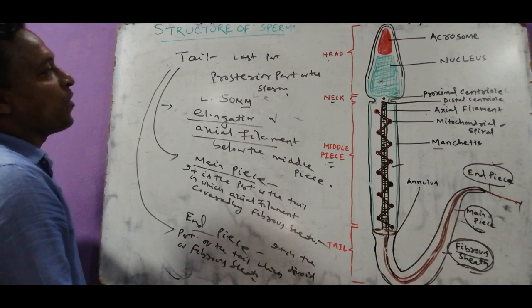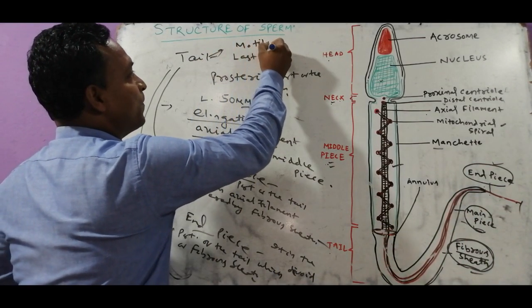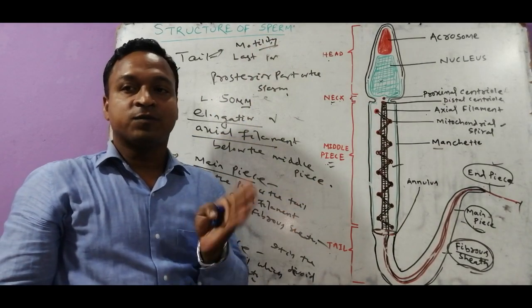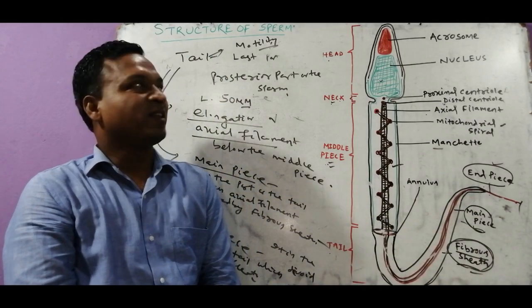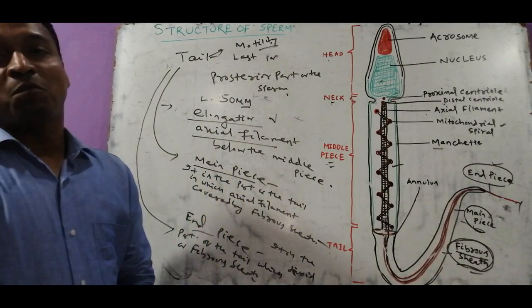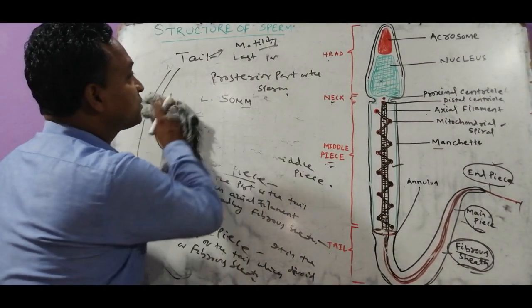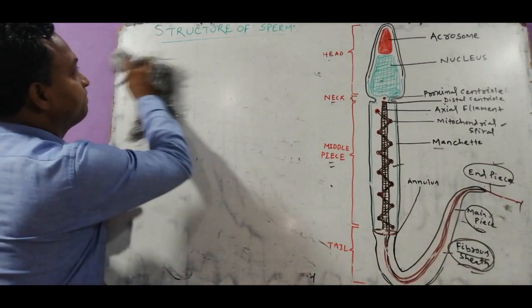Another important point: the tail helps in motility. The sperm is a motile structure because of that tail. Try to focus on this. That was all about the structure of the sperm. Now we're talking about the function of the sperm.